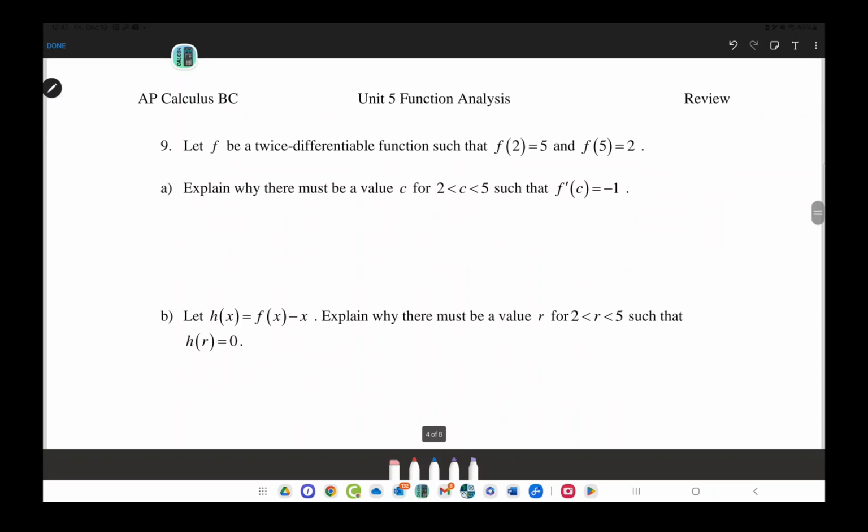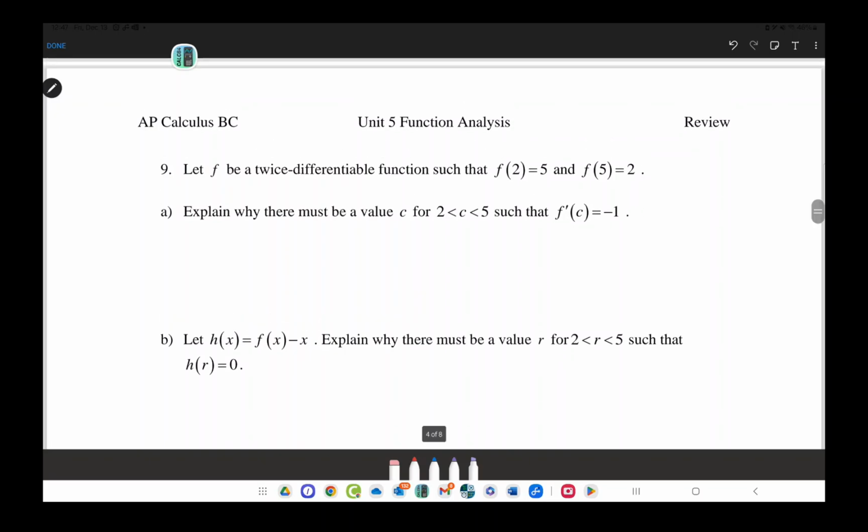Let f be a twice differentiable function, such that f of 2 is 5 and f of 5 equals 2. Explain why there must be a value c such that 2 is less than c less than 5, such that f prime of c is equal to negative 1. All right. One, f is differentiable and therefore continuous.